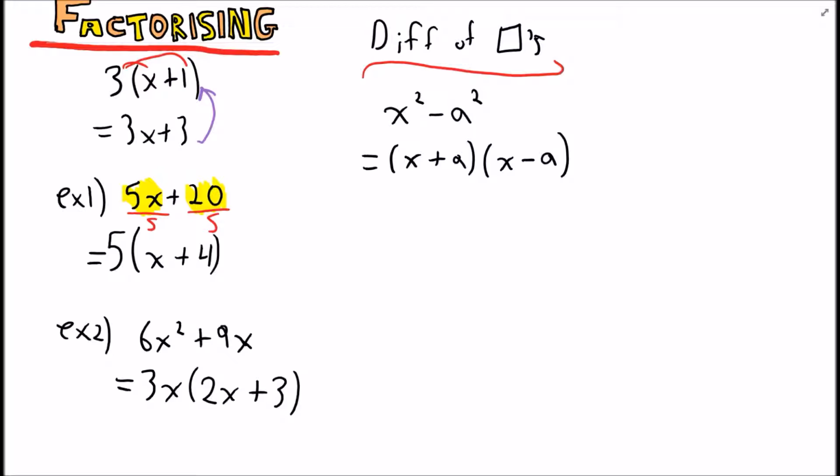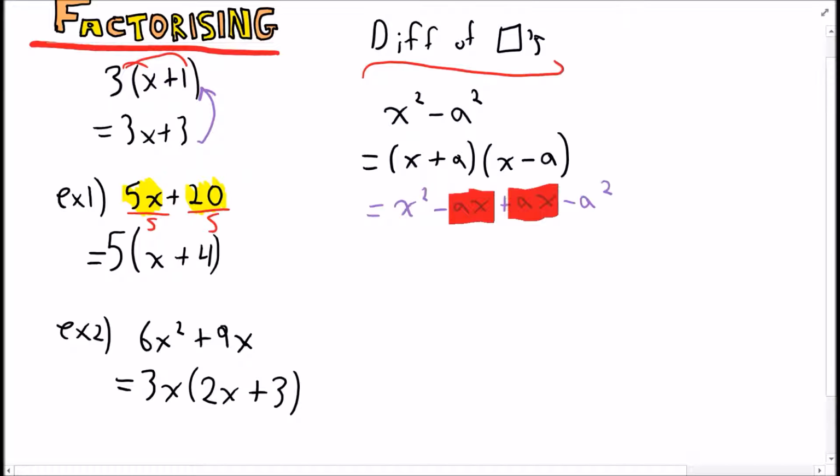And if you'd like, we can quickly do it in another color here. If I was to expand this out, I'd get x squared minus ax plus ax minus a squared. And you can see from this that this term right here and this term right here, minus ax and plus ax, would cancel out, and that always happens with the difference of squares, leaving me with just x squared minus a squared.